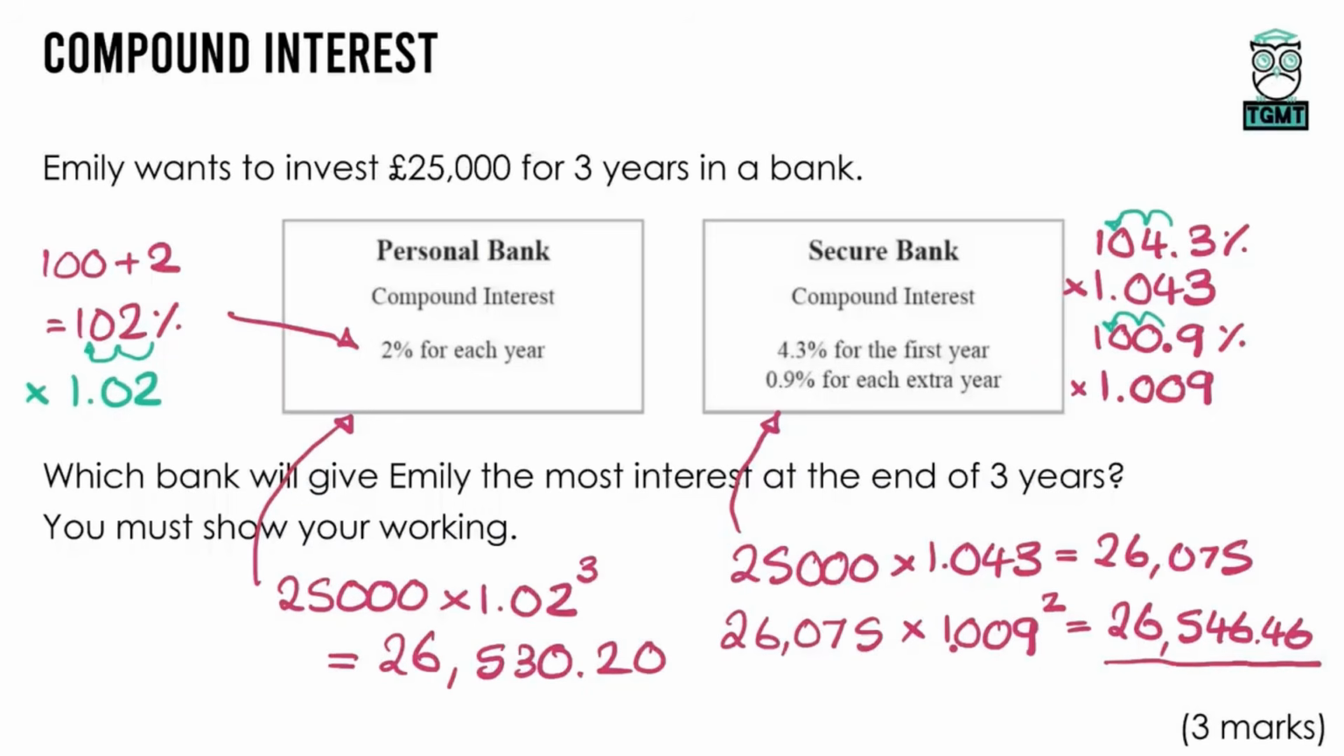So we would just say here, which bank will Emily get the most interest? So we want to make sure that we write down somewhere near our working out, secure bank, and you could write some more with that if you prefer. You could write secure bank will give Emily the most interest, but just make sure it's really nice and clear which one we're choosing.